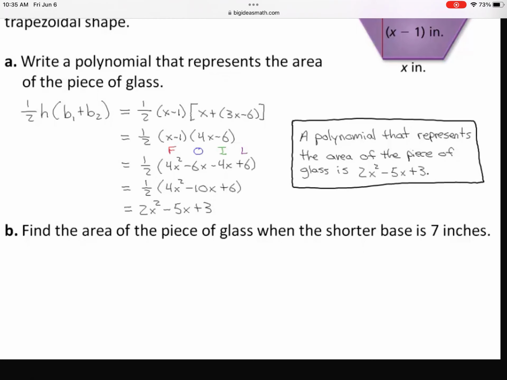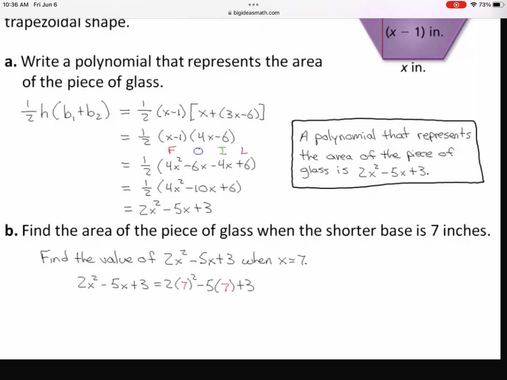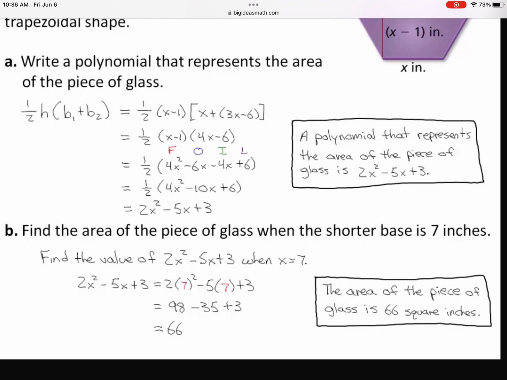Part B. Find the area of the piece of glass when the shorter base is 7 inches. When the shorter base is 7 inches, x equals 7. So find the value of 2x squared minus 5x plus 3 when x equals 7. Substituting 7 for x gives 2 times 7 squared minus 5 times 7 plus 3, which simplifies to 98 minus 35 plus 3, or 66. So the area of the piece of glass is 66 square inches.